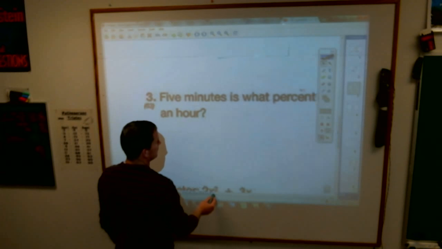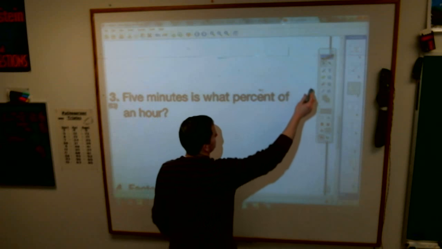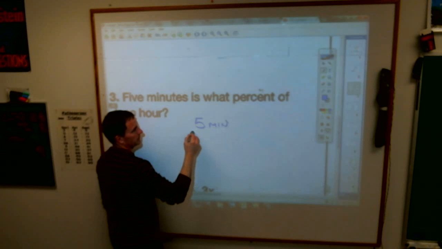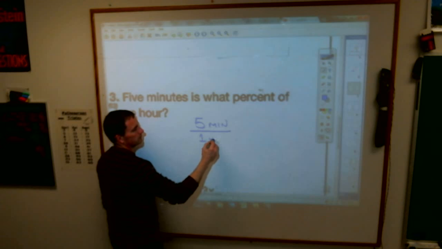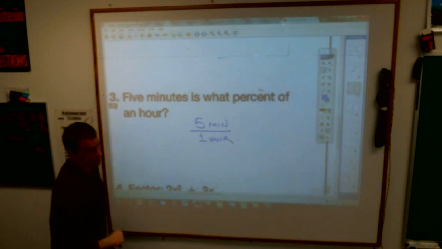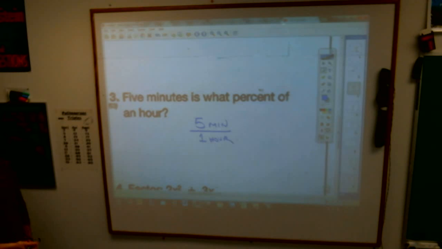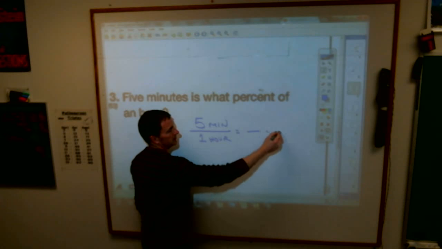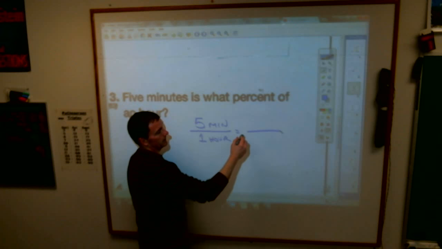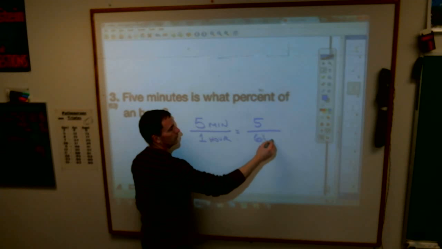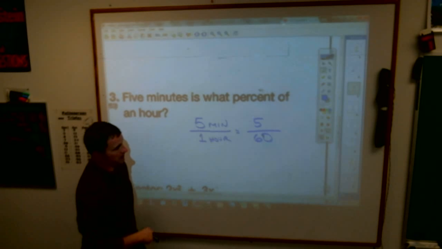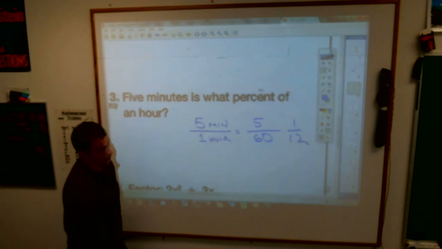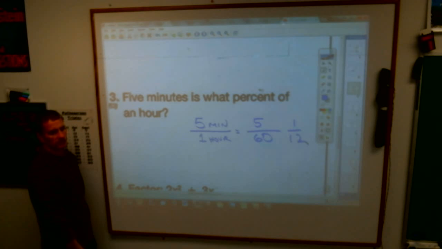5 minutes is what percent of an hour? So here's the deal. You can start with making it a fraction. 5 minutes is what fraction of an hour? Well, the problem with this is minutes, this is hours. How many minutes is an hour? 60, so you've got 5 over 60. That fraction reduces down to 1/12. And that's still not in percent form. How am I going to change it to percent form?